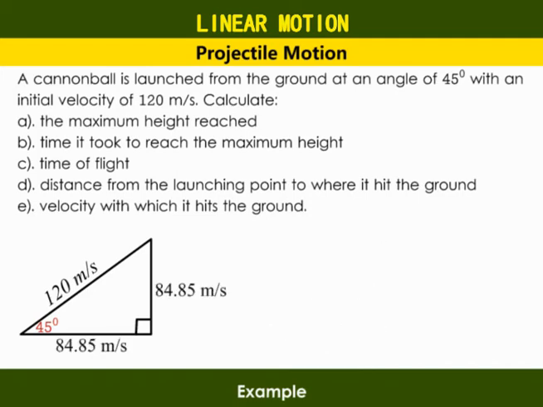The first one, H maximum, has all to do with the vertical motion. This is given by u squared over 2g, that is 84.85 squared over 2 times 10, giving us 359.98 meters. B, the time it takes to achieve the maximum height, is given by u over g, and that is equal to 84.85 over 10, giving us 8.485 seconds.